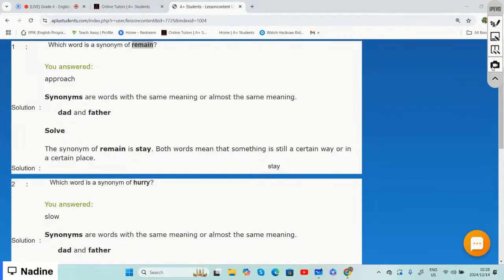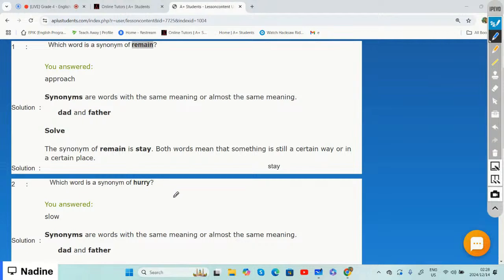What is another word for hurry? We made mention of this when we were doing our examples. Hurry. What is another word for hurry? Like hurry up. Like I'm in a hurry. I'm in a what?